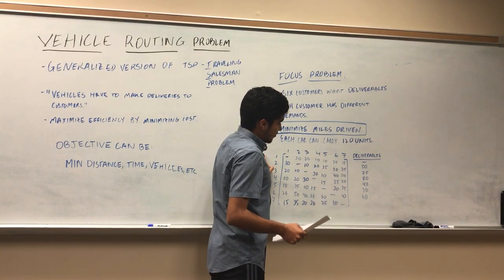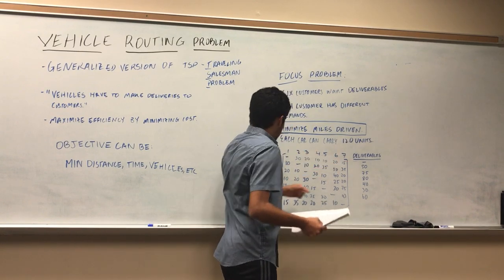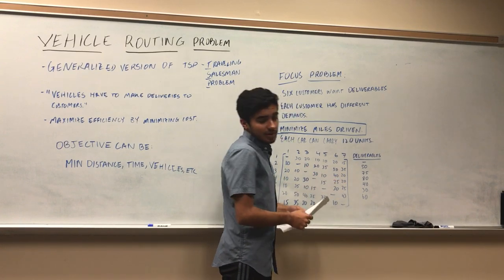Here is the deliverables amount that each customer wants. The first is the depot, which is obviously your node, so it has no deliverables. Then the second one is 50, the third one is 75, and so on.